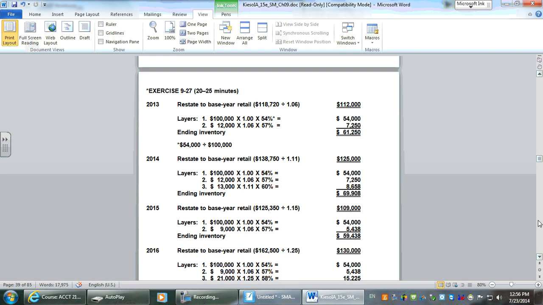The company has decided to change from the conventional retail inventory method to LIFO retail starting January 1st, 2015. Everybody see that? They're going from lower of cost or market to LIFO retail, okay? They were lower of cost or market retail. Conventional to LIFO retail. You need to make a journal entry for this.